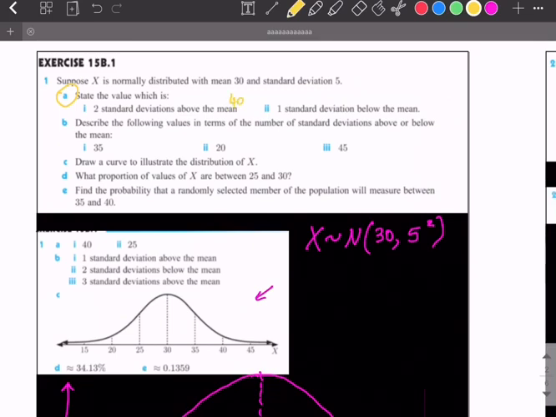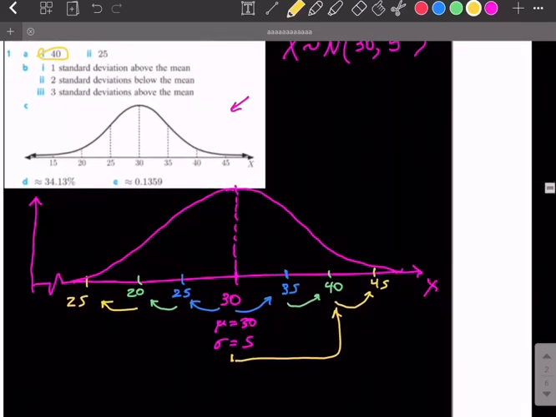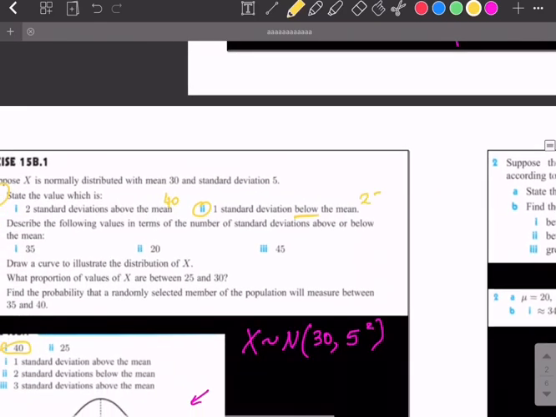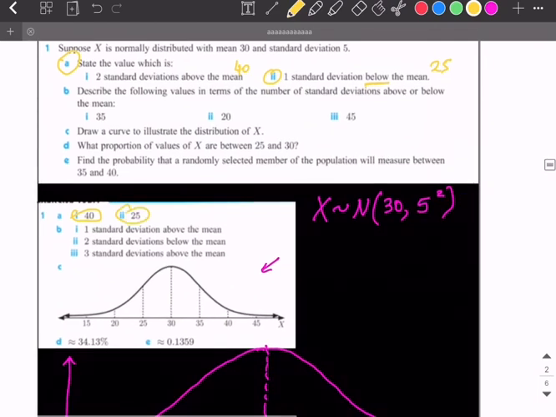So that's what you see here. Let's see this. 1 standard deviation below the mean. All right, so let's go below the mean. You start here and you go 1 standard deviation below the mean, so it's 25. So the answer here is 25, and that's what you see here. Hopefully that is clear.